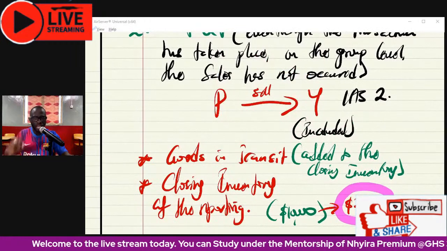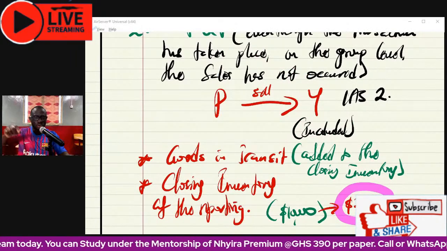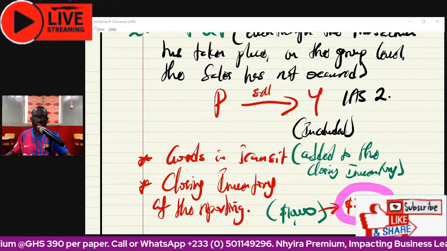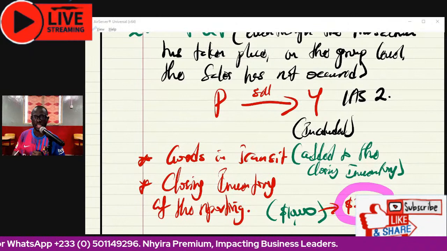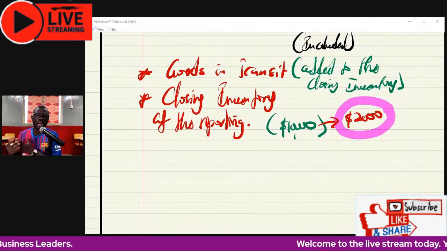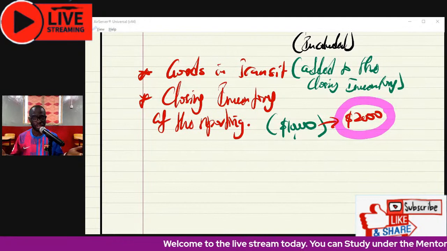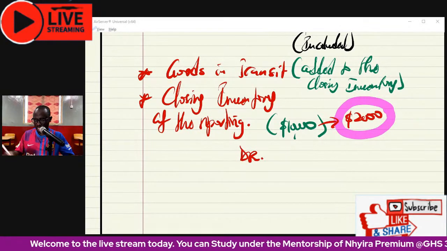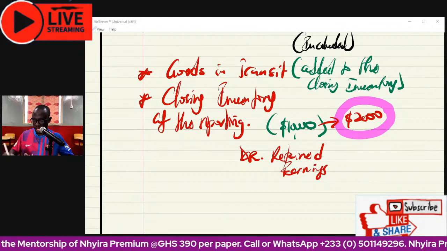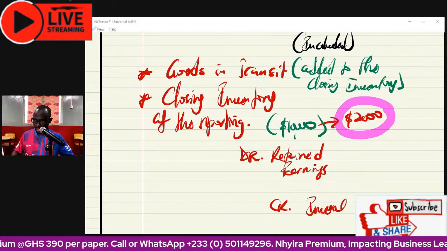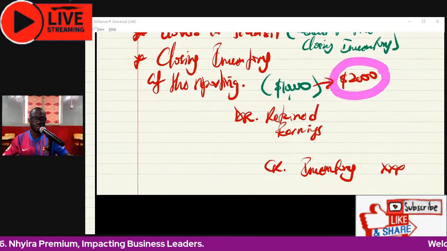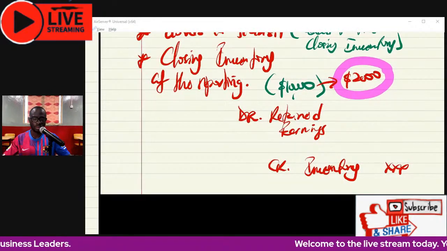But remember, the reasoning behind this computation is that when that closing inventory is in the books of the buyer, it is overstated. For that reason, we would have to account for it in accordance with IAS 2 by stripping that provision from it. But the question we ask ourselves is, if we calculate the provision for unrealized profit, what is the double entry? It's simple. We're going to be debiting retained earnings, and then credit inventory. Remember, inventory keeps a debit balance. So when we say you credit inventory, it means you deduct the provision for unrealized profit from the inventory figure.